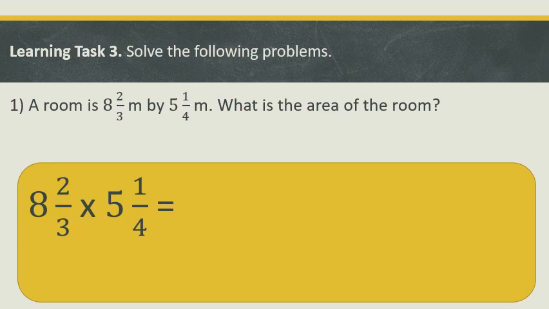So, yung 8 and 2/3, kapag ginawa natin siyang improper, ay magiging, so, ang denominator is 3. So, yung 3 times 8, so 3 times 8 is 24, plus 2 is 26.